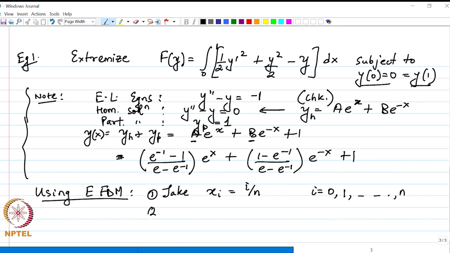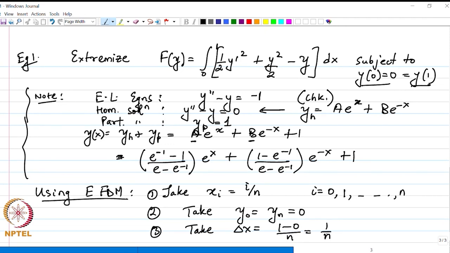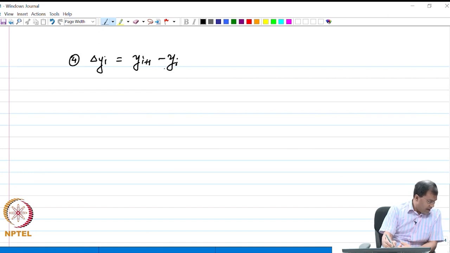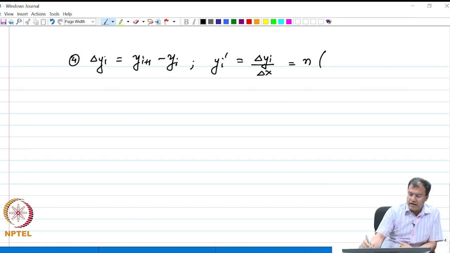Then we also take my boundary points y_0 and y_n, they are both 0 due to the boundary conditions given by this problem. And then our uniform grid delta x is just 1 by n, since the domain length is 1. Further, we can describe delta y_i, which is y_{i+1} minus y_i, and y_i prime, the derivative of y at the point x_i, is delta y_i divided by delta x, and delta x is 1 by n. So this reduces to n times (y_{i+1} minus y_i).